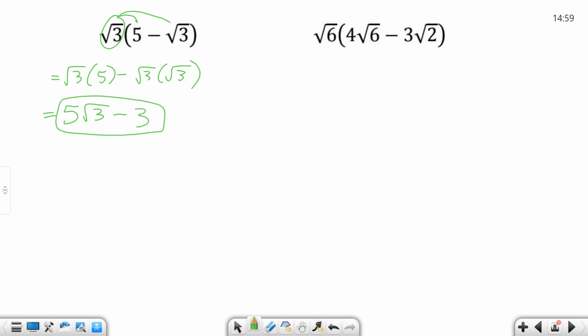And then, are those like terms? No. Remember, to be like terms, you got to have the same radical. There's no radical in that second term. So 5 square root of 3 minus 3, and you're done. There's nothing else to do on this one. Okay? You are done.